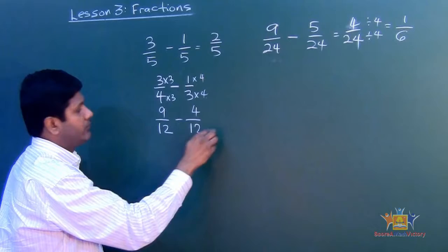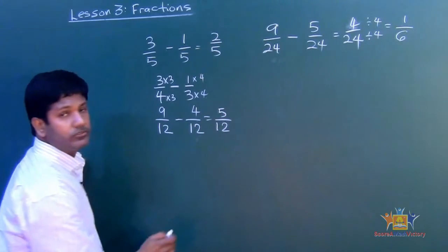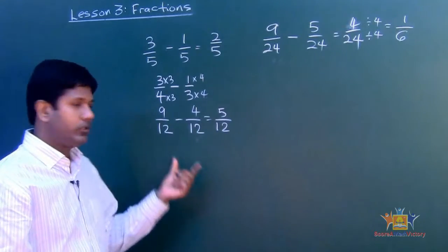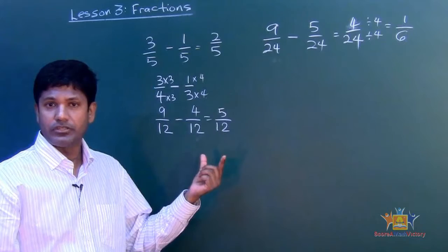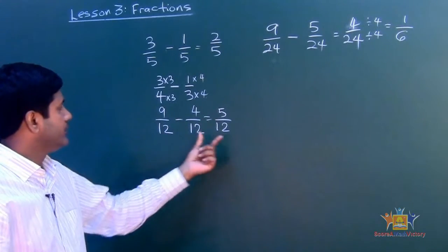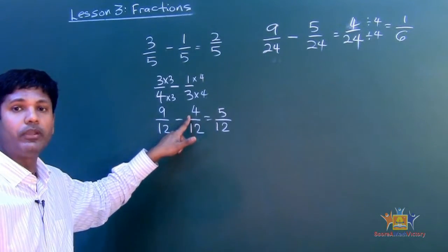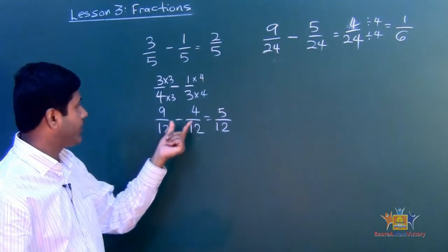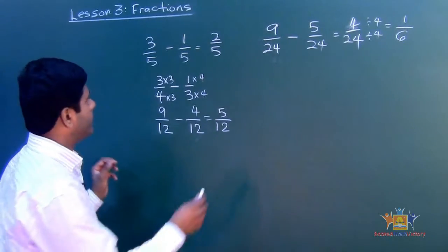9 minus 4 is 5. So I just bring the denominator across. Just like the addition, you bring the denominator across. You do not do anything to it. The denominator never changes. Okay? It always stays the same. It's the numerator that performs the operation that you're doing. If it's addition, you're adding. If it's subtraction, you're subtracting. Very important. Okay?